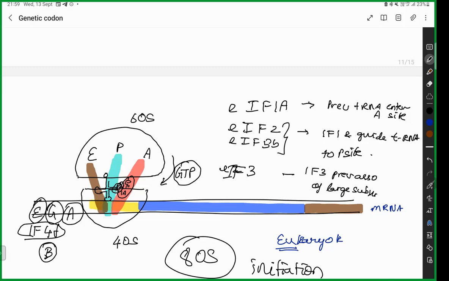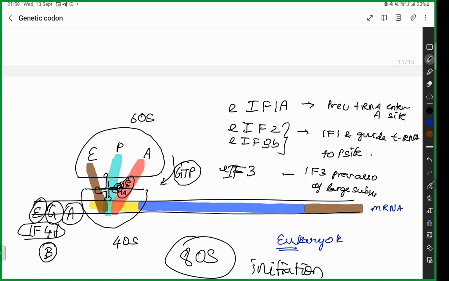They didn't give anything else. So they're simple. The question was, which of the following are not part of IF4F? This is what they gave. Many people got confused. What is this IF4F?